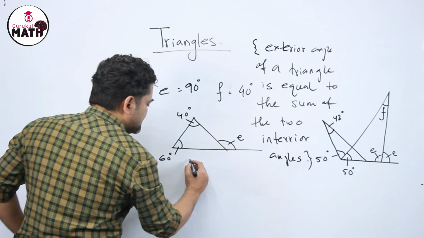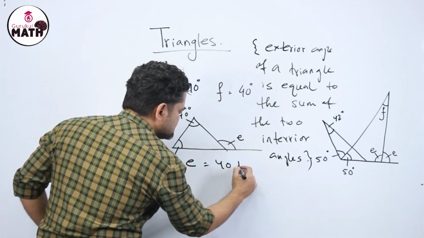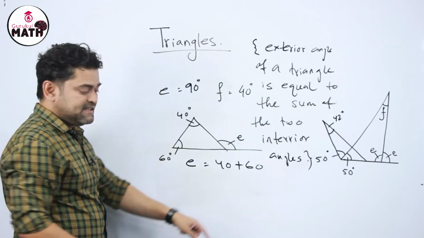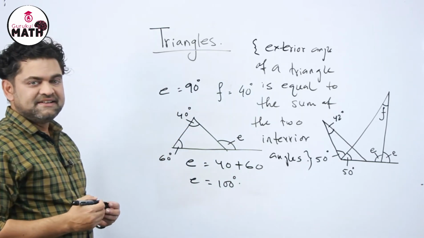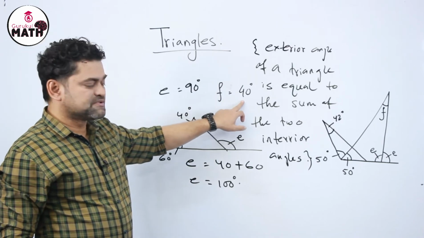So now you see that if I add this up, E equals, according to the logic, 40 plus 60. According to logic, they are saying that. So it's coming what? 100 degrees. Okay? So we have found here E equals 90 and F equals 40.